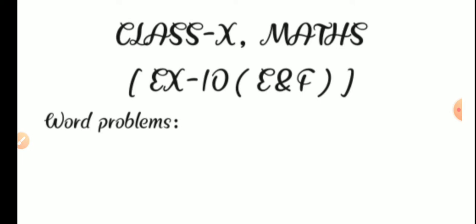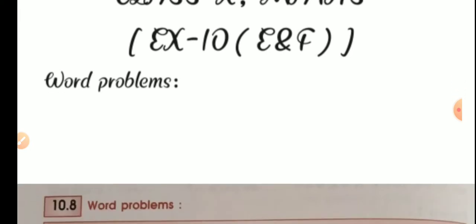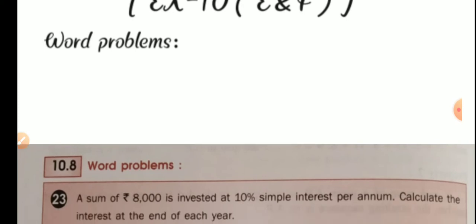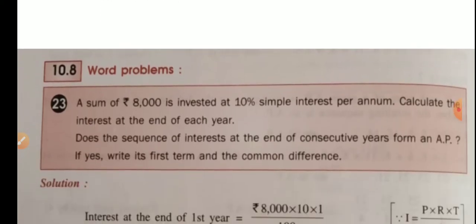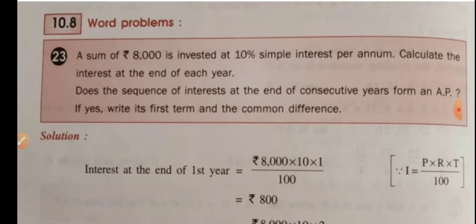So now exercise 10th E. In this exercise you are going to study word problems based on arithmetic progression, based on AP. Some examples are there. It is not a big topic, it is a small topic. Through some examples you will understand which type of word problems you are going to study, and after solving these examples, you will be able to solve all the questions of exercise 10th E. So you see the first example.